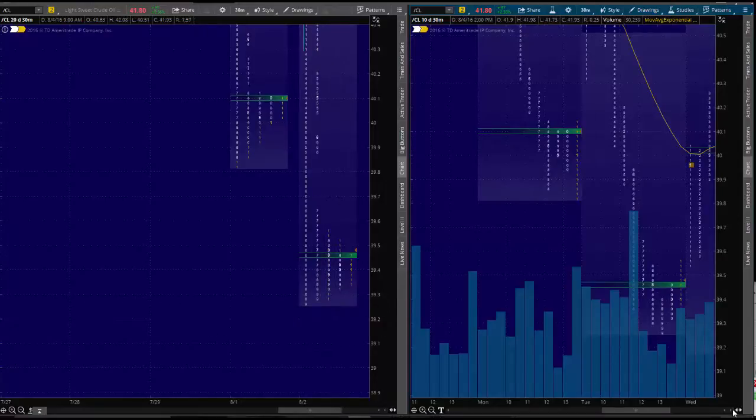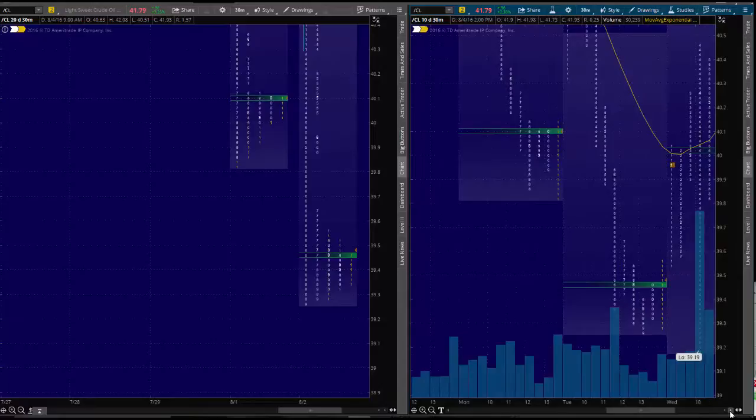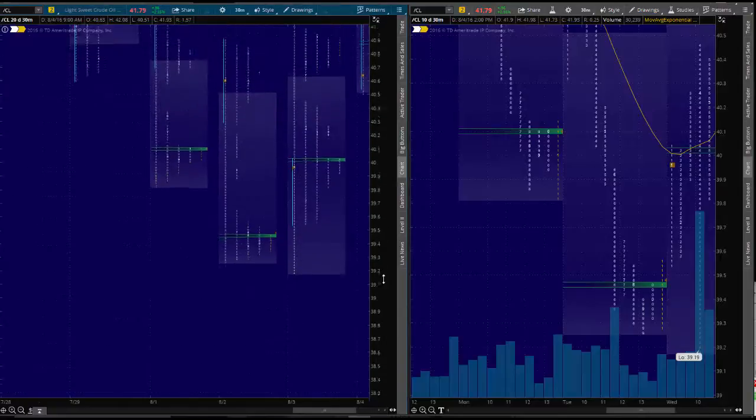So what happens on the fourth bar? Comes all the way down here and retraces all the way back up, right? So that's what this looks like here. That's what this day looked like.